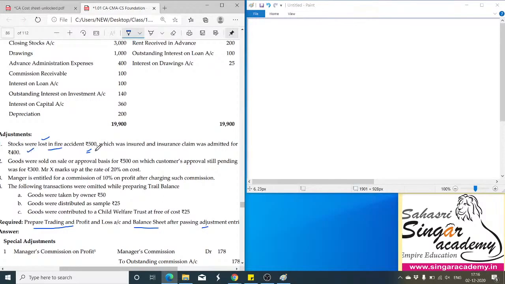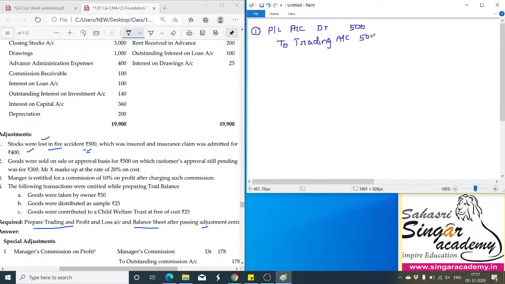Stock were lost in fire accident 500, which was insured. An insurance claim was admitted for rupees 400. For abnormal loss, the journal entry is profit and loss account debit to trading account. The value being 500 rupees.